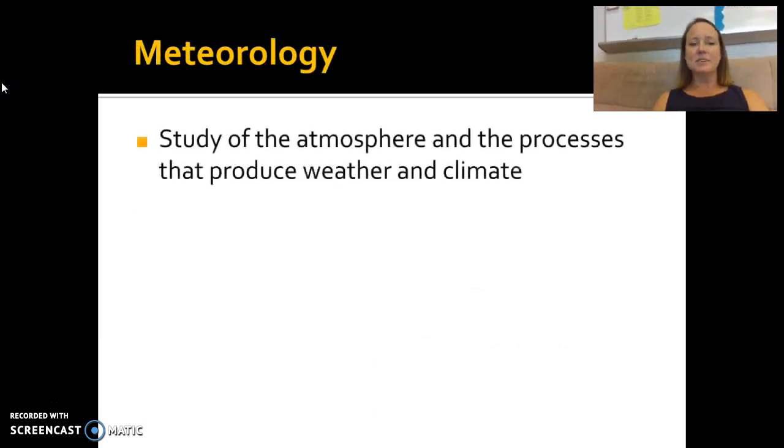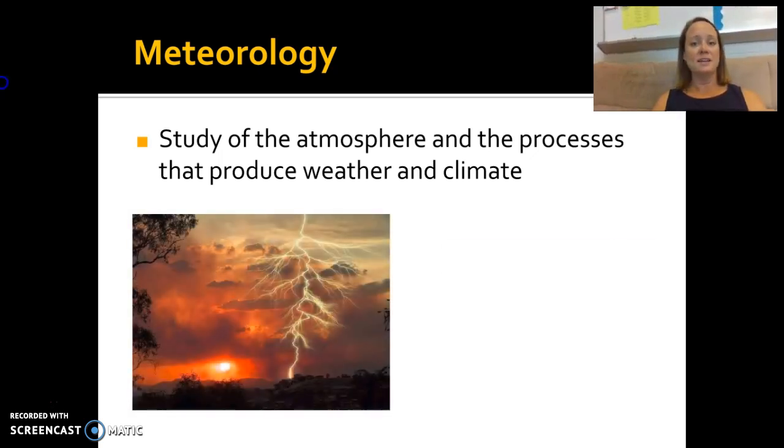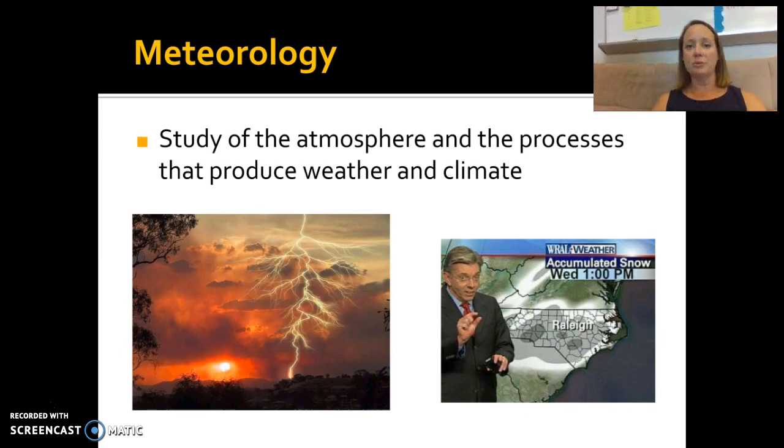Meteorology is the study of the atmosphere, and after we talk about the structure of the atmosphere, we'll look at the processes that occur in the various layers and where weather and climate occurs, and we'll talk about analyzing weather data. We will actually analyze data, and you will learn how to make your own forecasts based on that data.